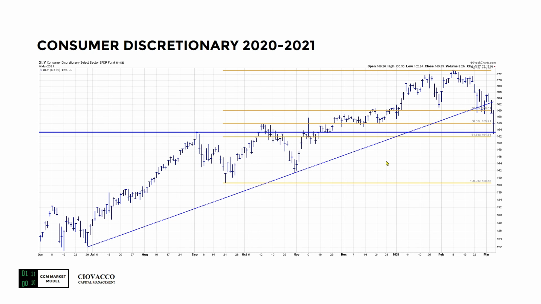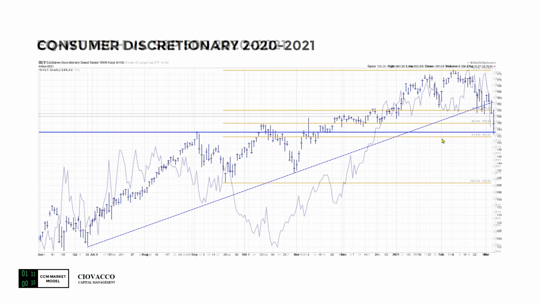This is consumer discretionary XLY in isolation, kind of a mixed bag. We've broken this upward sloping trend line. We're back to this 61.8% retracement, possible support. And all of this is possible support. So we could get a move in this direction. The other concern, if we look at this on a relative basis relative to the market, that is also concerning, and it may drive decisions going forward.